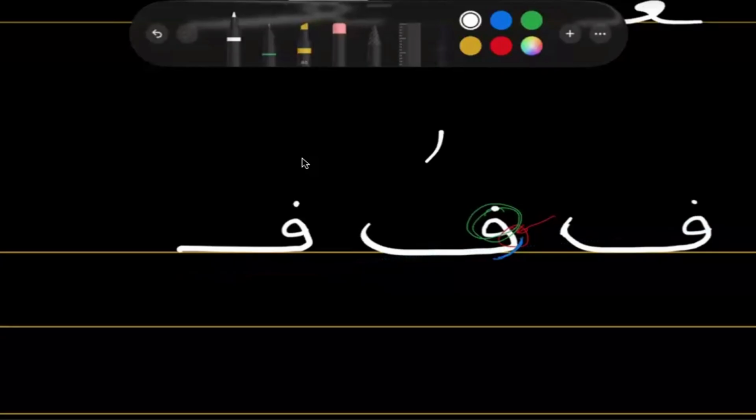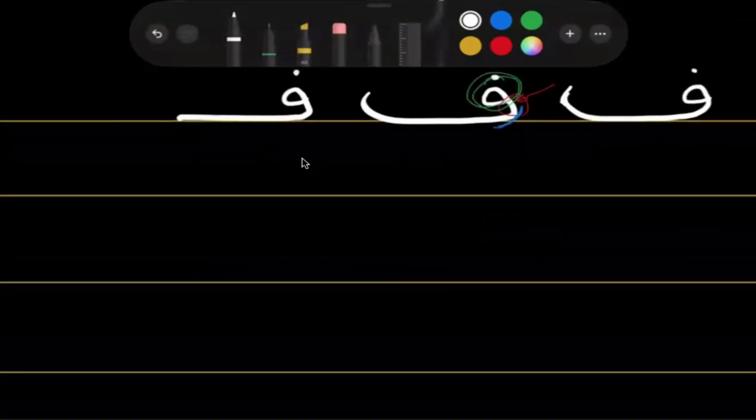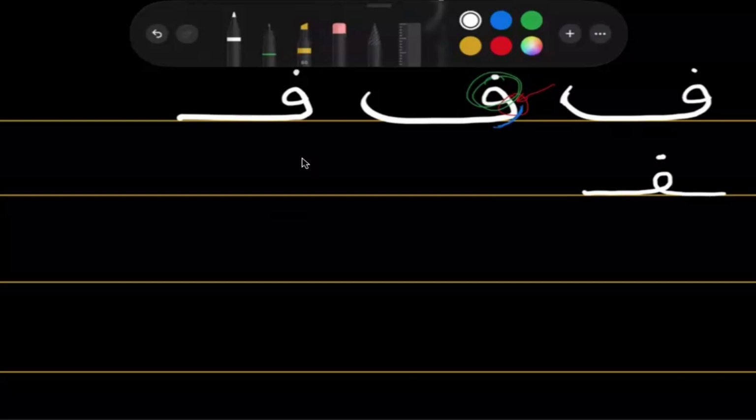And when you connect it in the middle, it's going to lose its neck. So in the middle, here it is connecting from the letter before it. Then here's its head, and here it is connecting to the letter after it. The neck is gone. And when it is at the end of the word, also the neck is gone if it's connected. So if it's connecting from the last letter, then the neck is gone, and then you finish the letter off. Fa.